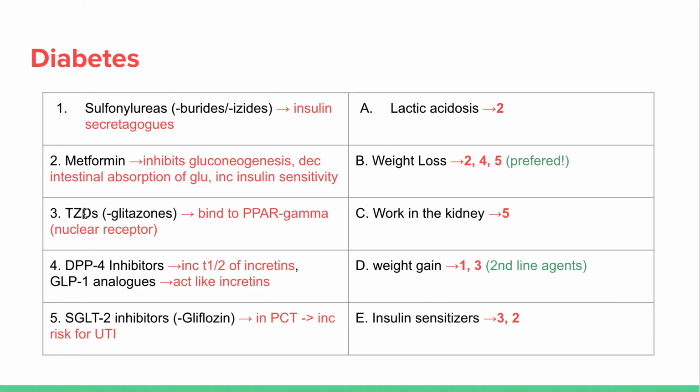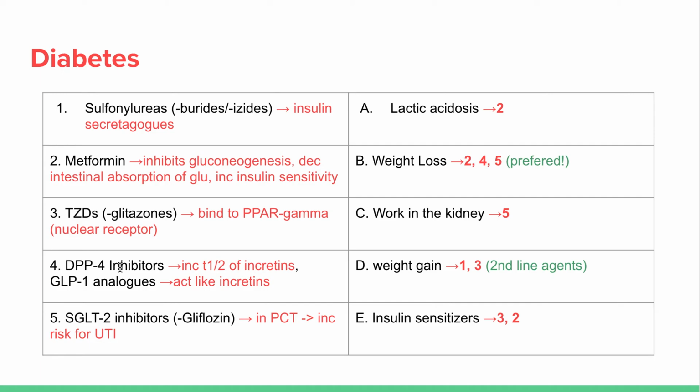Third is your TZDs, your glitazones, like pioglitazone, rosiglitazone. These guys, they bind to the PPAR gamma nuclear receptors, okay, and that's how they exert their influence. They're also not our first line, they're second line agents because of weight gain. So yes, the PPAR gamma binding will help make the body more sensitive to insulin, but that will also cause weight gain.